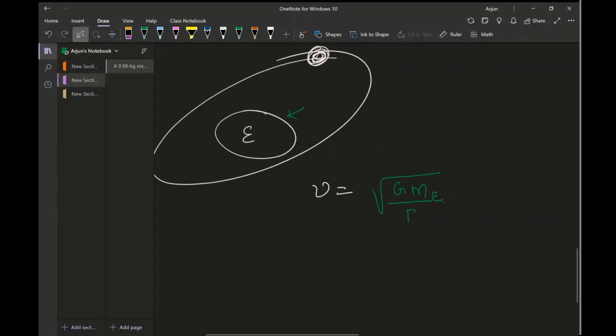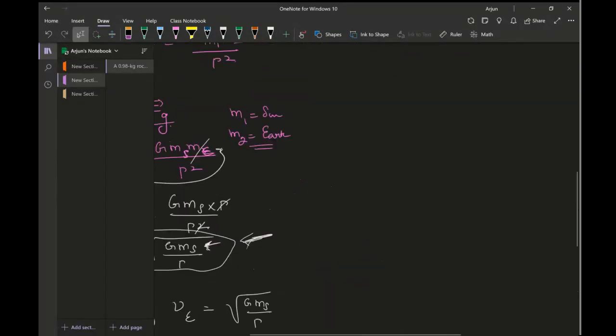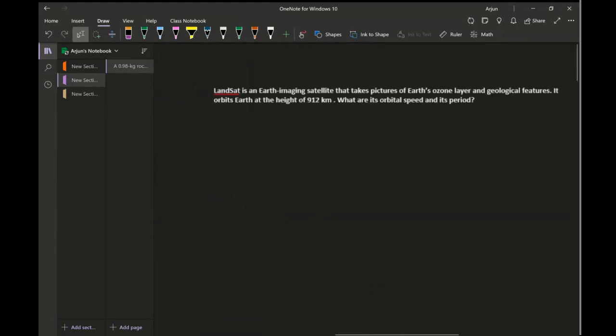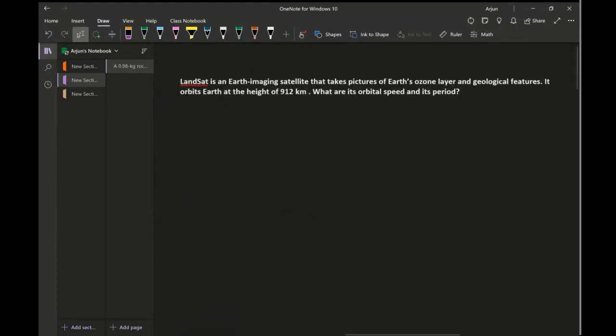Based on this concept which we've learned, I'm going to try and simplify another question. So let's look into this question. A Landsat is an Earth imaging satellite that takes pictures of the Earth's ozone layers and the geographical features. It orbits around the Earth at a height of 912 kilometers. What is the orbital speed and its period? I'll just talk about the period down here also.